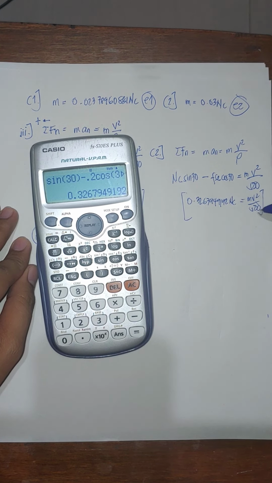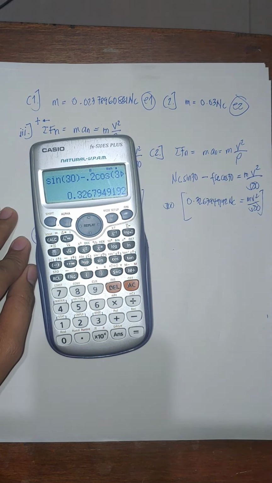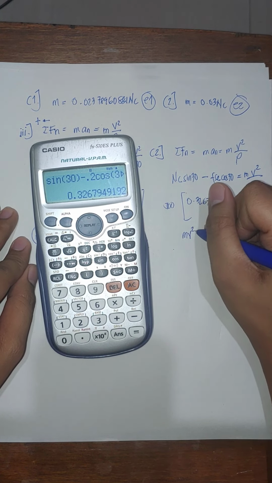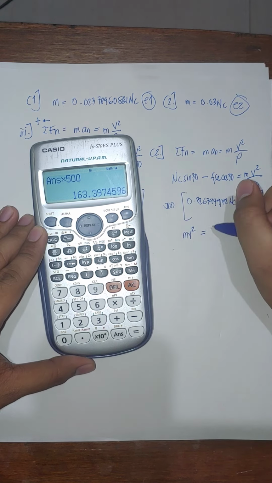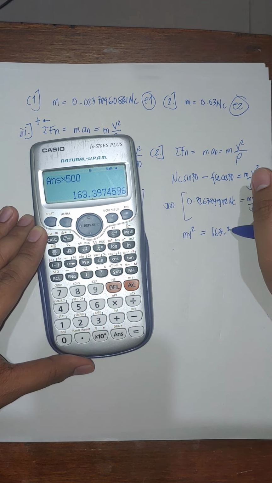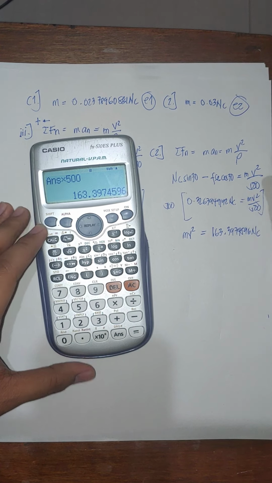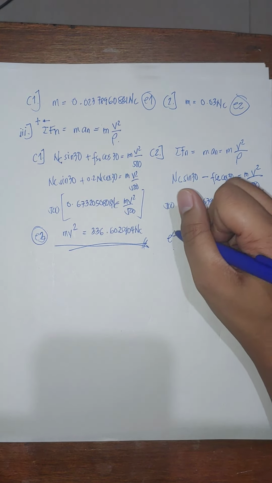I want to negate this 500, so I want to multiply the equation by 500. Then we will have mv squared is equal to 163.3974596 times the normal force. Let's say this is equation 4.